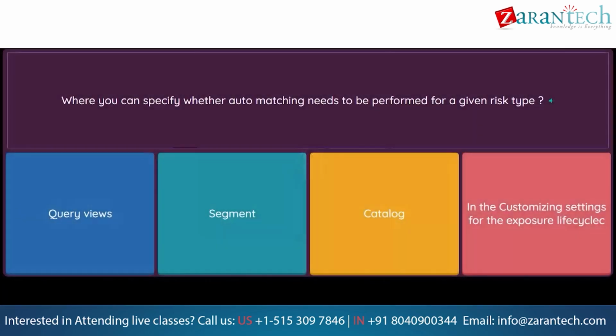Question, where you can specify whether auto matching needs to be performed for a given risk type. Option 1, query views. Option 2, segment. Option 3, catalog. Option 4, in the customizing settings for the exposure life cycle.